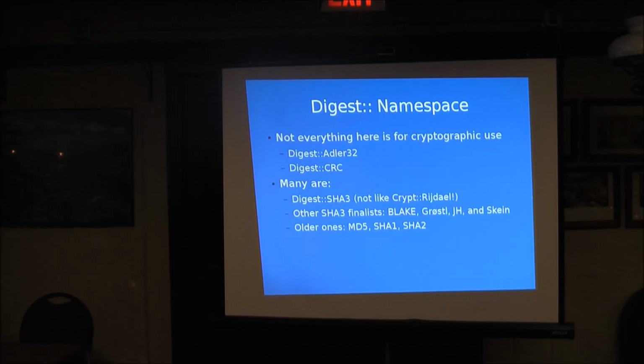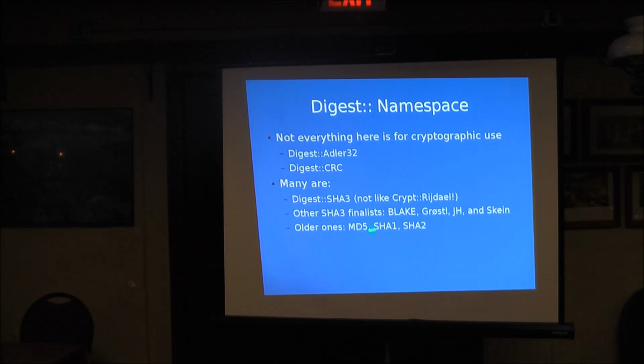So there you go. On CPAN, you'll find all the cryptographic hashes in the Digest namespace. Not everything there is for cryptographic use. Adler32 and CRC there are just much shorter hashes used for checking, like protocols for checking to make sure the bits are okay, but they're not for cryptographic use. The ones you want to be looking at are, well, Digest::SHA3 is there, and unlike Crypt::Rijndael, they've actually renamed Keccak to SHA3, so there won't be any confusion about that. And then all the other SHA3 finalists are in there, and of course the older ones as well.